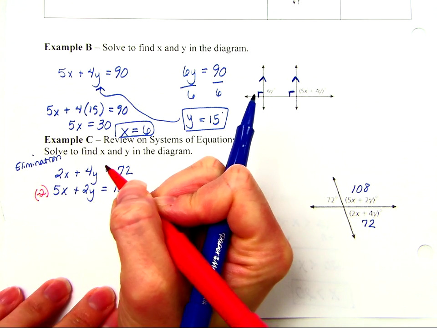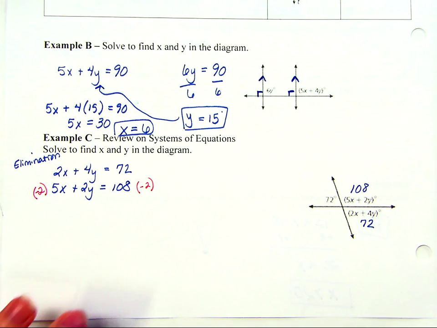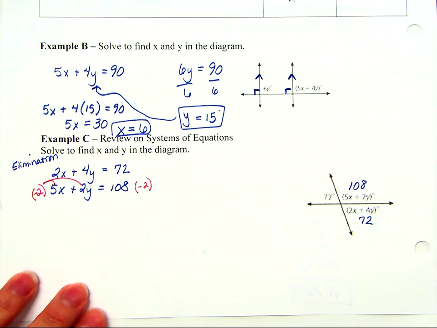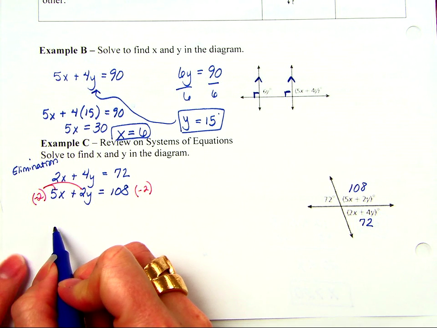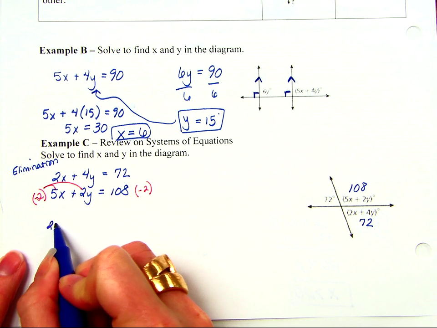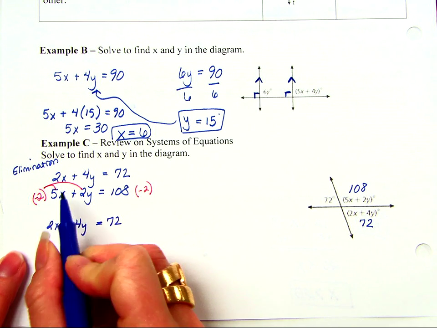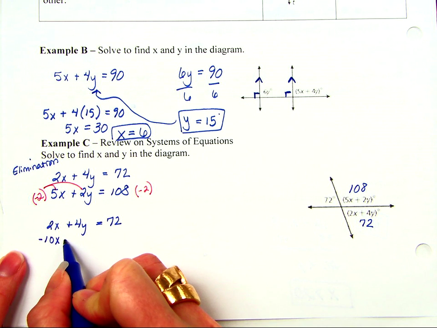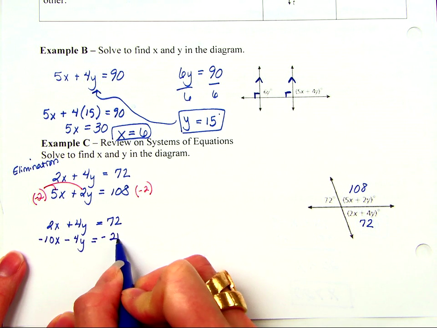Now, if I multiply by -2, I have to multiply both sides of my equation by -2. And I have to make sure it goes to each of those. I distribute it through. So down here, my top equation is going to remain the same. So I'm still going to have my 2x plus 4y equals 72. Underneath, I'm going to say negative 10x and a negative 4y equal to a negative 216.